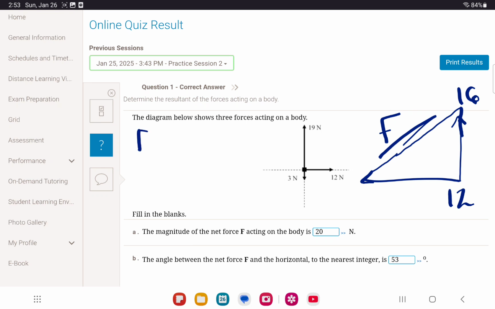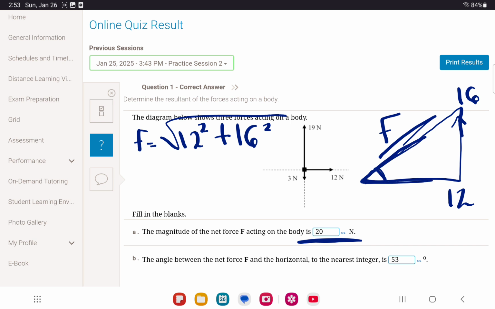So F equals radical 12 squared plus 16 squared. Open your calculators. We'll do radical 12 squared plus 16 squared. You get 20, and that's your answer here. Okay, and then the angle between, they mean this because it's between this fragment and this fragment, okay? So they want this angle.